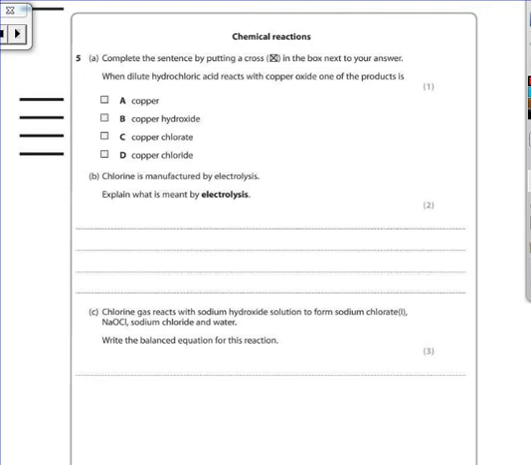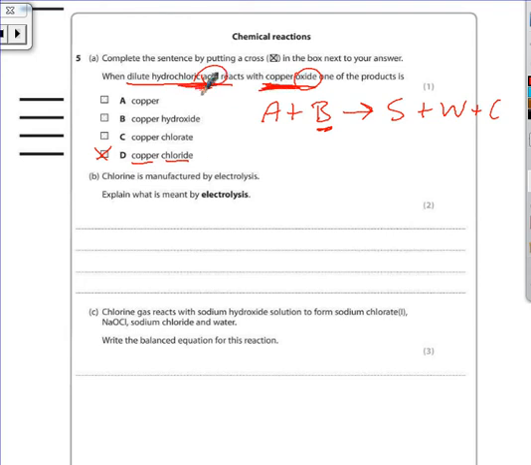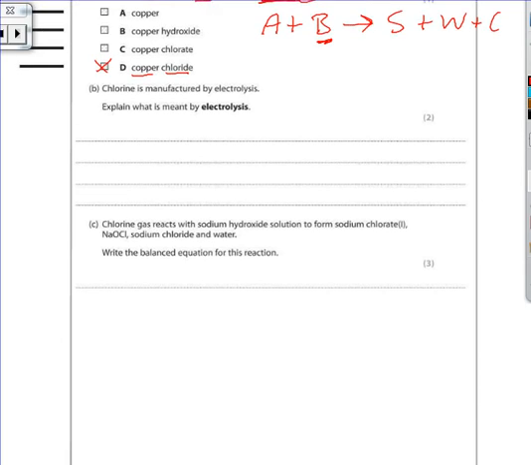Let's have a look at question 5, and nearly there now, just 5 and 6 to do. So question 5, part A. We're going to say copper chloride. Why is it copper chloride? Because you need to complete the sentence. Dilute hydrochloric acid reacts with copper oxide. Okay, so we've got an acid and a base, or alkali. Okay, acid and base. So acid and base make salt plus water. We know that, we've done that loads. Okay, unless there's a carbonate as the base, then you also get CO2, wouldn't you? Carbon dioxide. But here's the salt, so copper chloride, because it's copper chloride. Okay, easy.